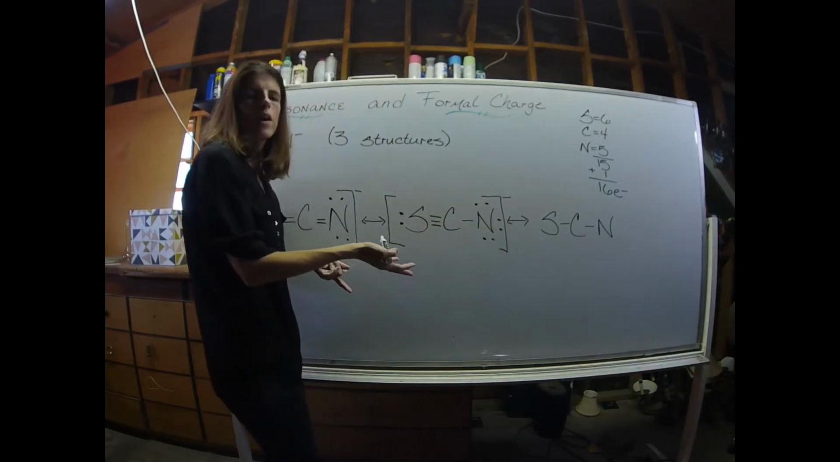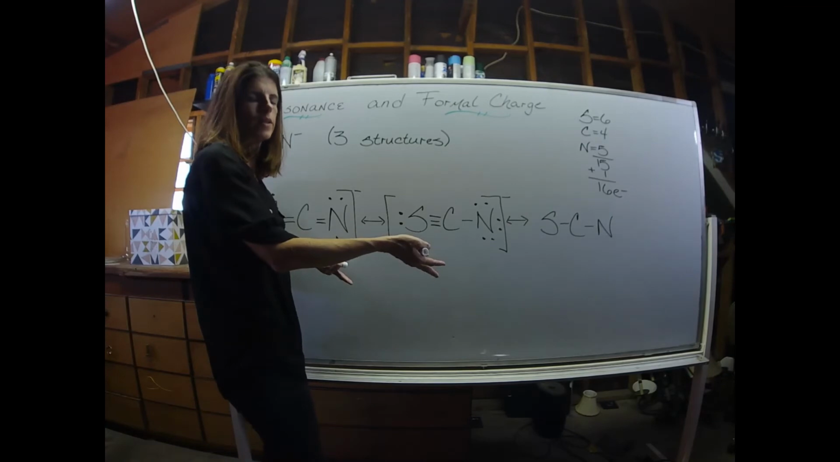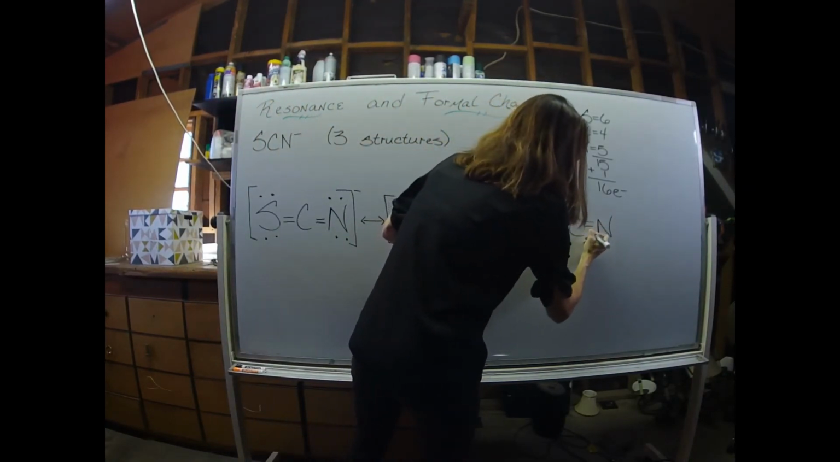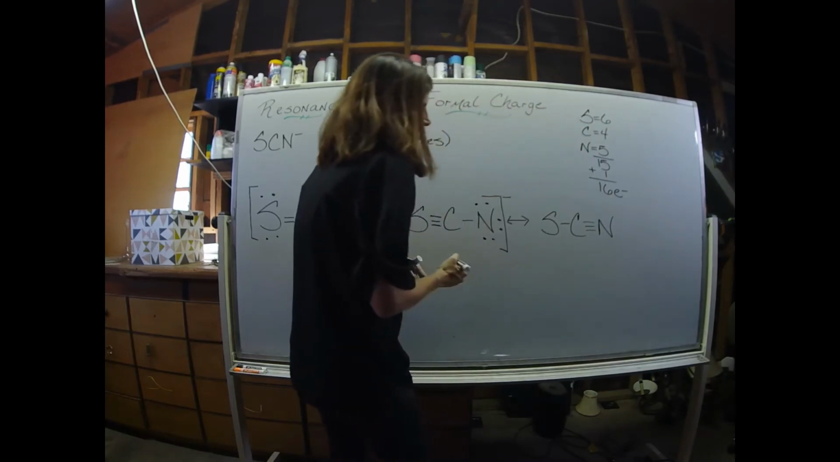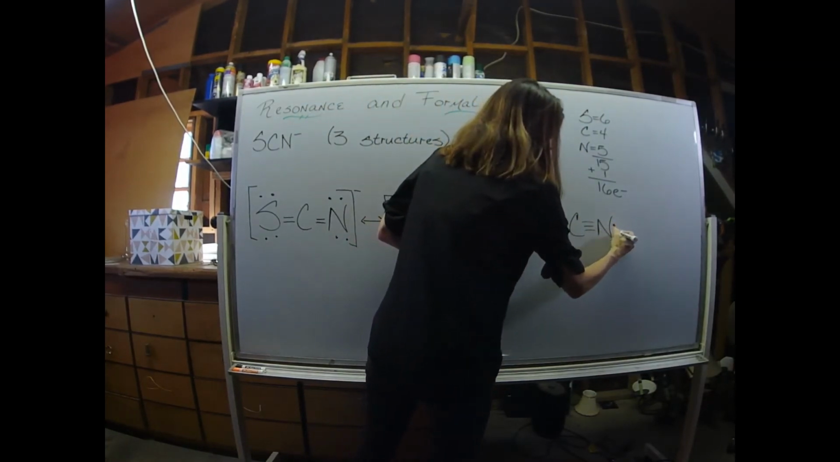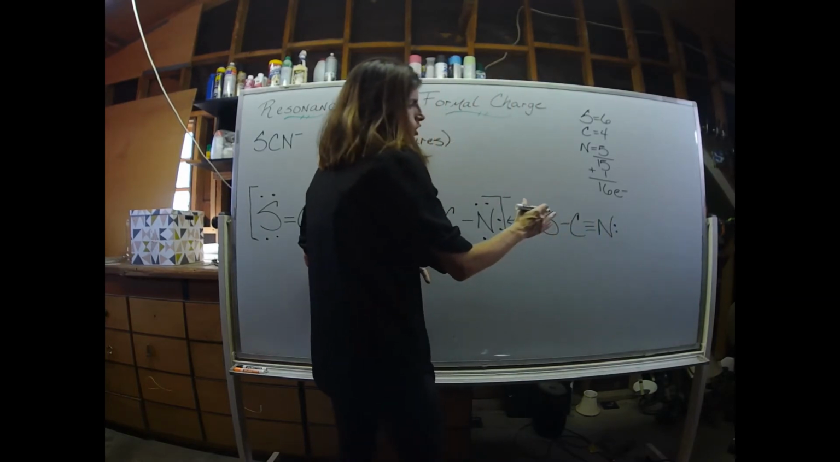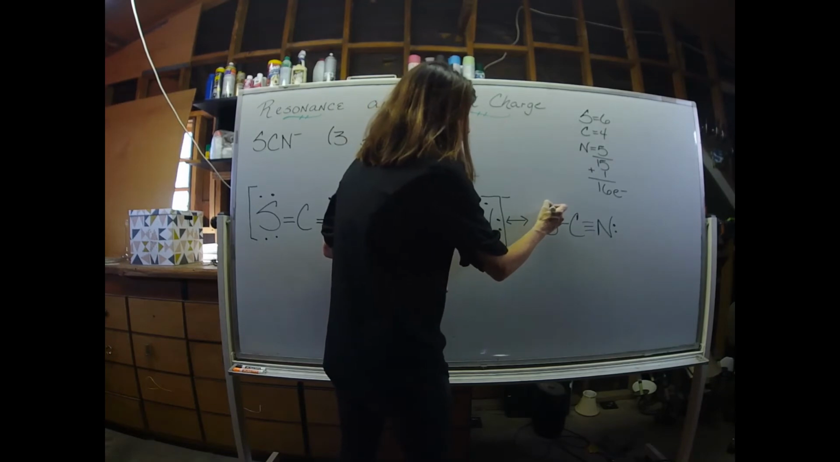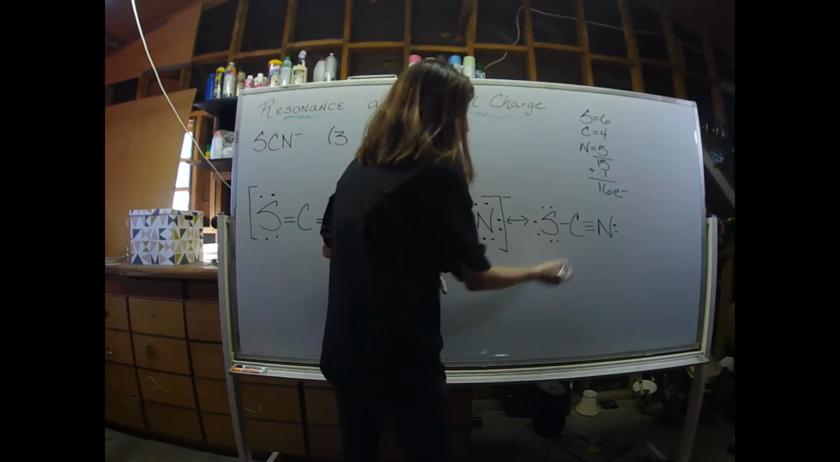Why does the double bond have to be between sulfur and carbon? Let's do a third structure where we move the double bond to the other side. And now nitrogen has 6 electrons. We're going to give it a lone pair. Carbon is good with the triple bond and the single bond. That's 8 electrons. Sulfur needs 6 more electrons to get to its octet.